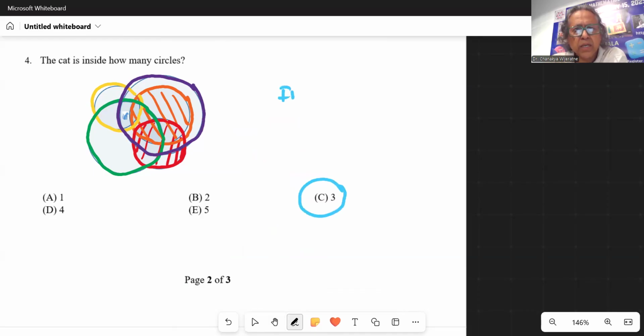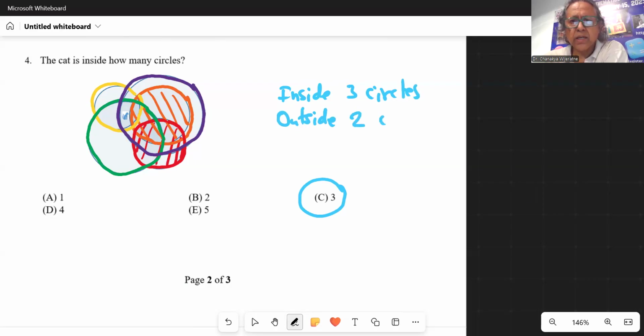So inside 3 circles, and that actually gives us the answer. And it is outside 2 circles. Now, this is something not asked in the problem. So there are 5 circles. So let's go to the next question.